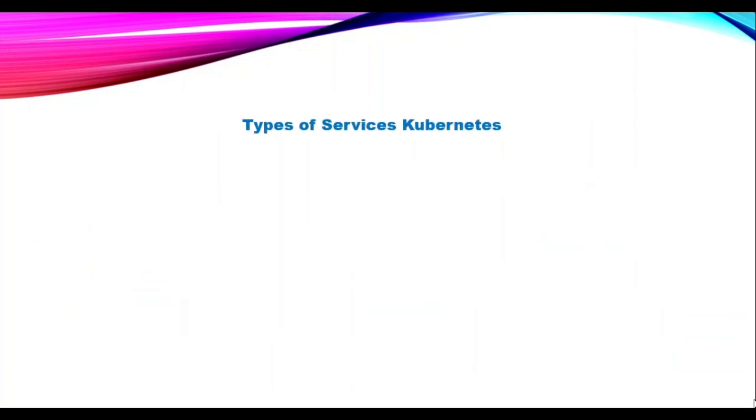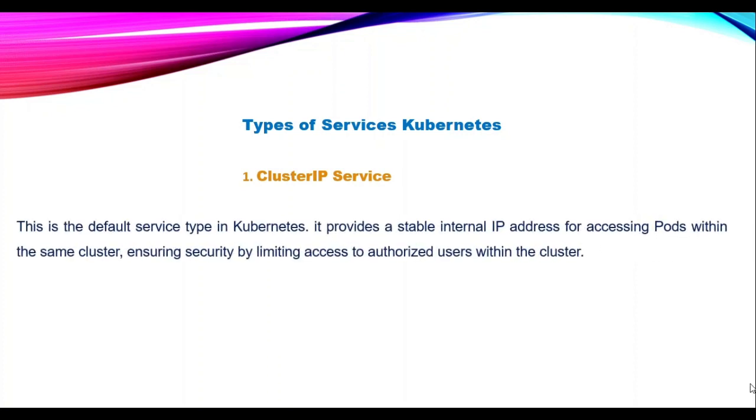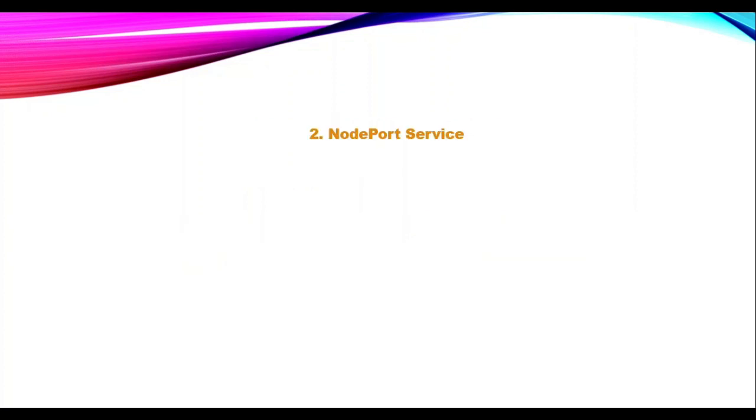So in Kubernetes, we have types of services, commonly used services, and I'm just going to briefly touch on them. The first one is ClusterIP. What is a ClusterIP service in Kubernetes? It is the default service type in Kubernetes, and it provides a stable internal IP address for accessing your pods within the same cluster. This ensures you have the security you need, because it basically limits access to only authorized users within the cluster. And we have the second one called NodePort service.